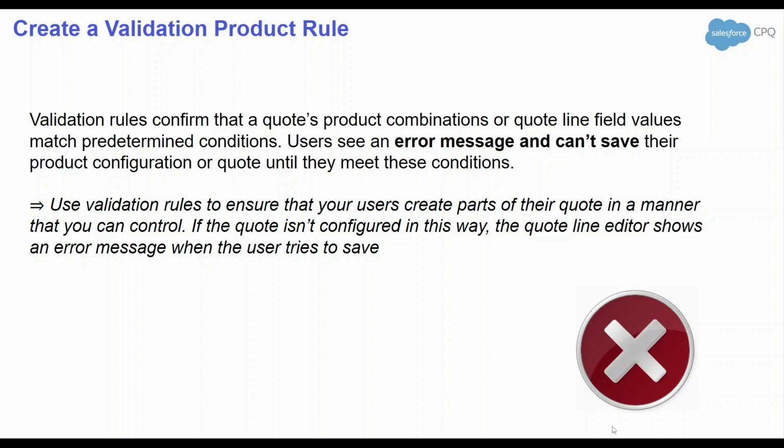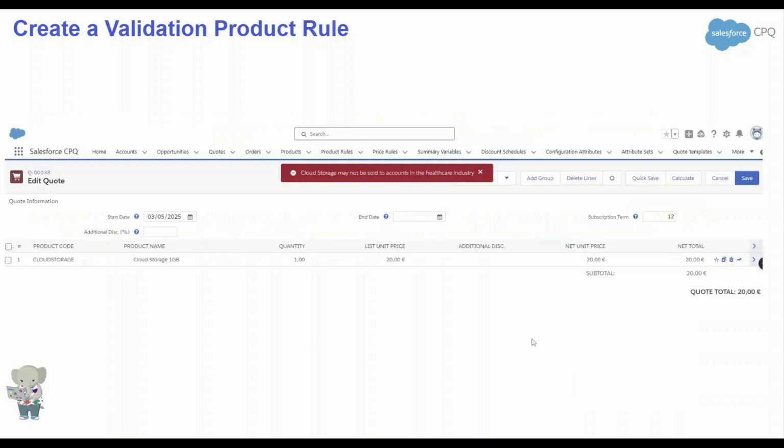Validation rules confirm that a product combination or code line field values match predetermined conditions. Users see an error message and can't save their product configuration or code until they meet these conditions. You can use these validation rules to ensure that your users create parts of their code in a manner that you can control. If the code isn't configured in this way, the code line editor shows an error message when the users try to save, similar to this one.